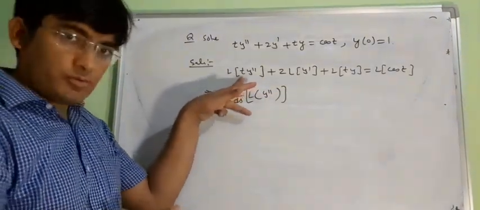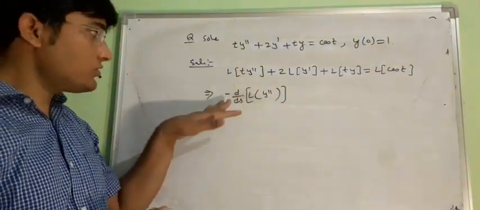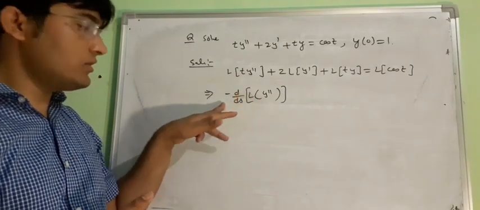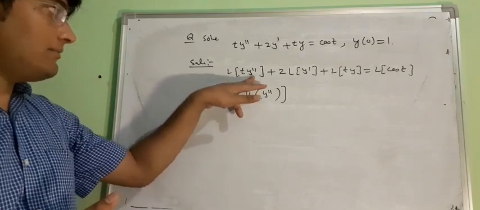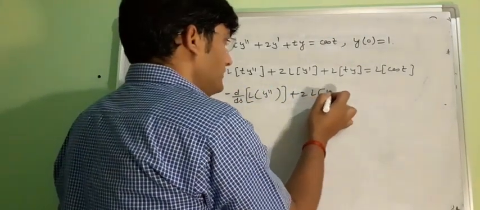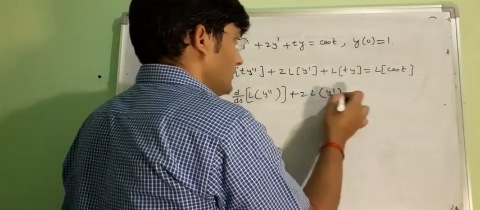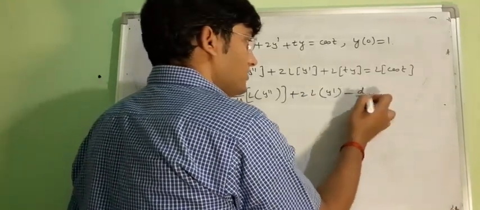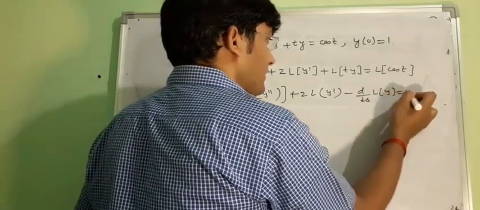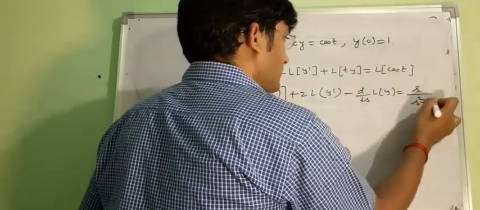Now we will have to remove this t. To remove this t, we will use this formula. That means the Laplace of t into f(t) equal to minus d by ds of Laplace f(t). Now f(t) means the Laplace of y double dash plus 2 Laplace y dash. Again here we will use the Laplace of t y, that means minus d by ds of Laplace of y. And the Laplace of cos t is s upon s square plus 1.